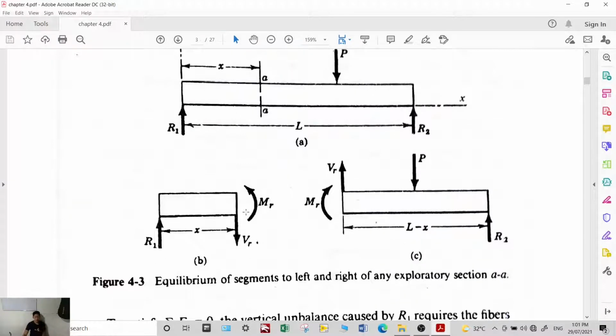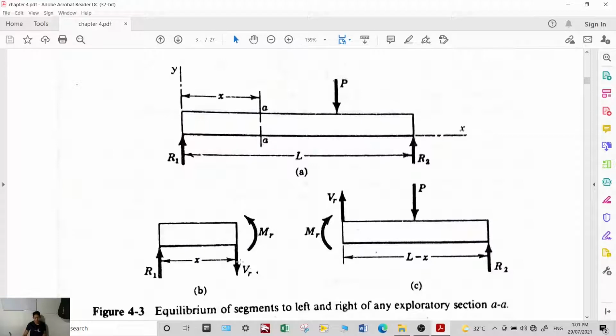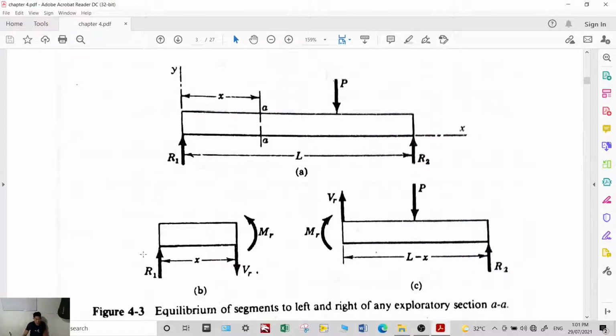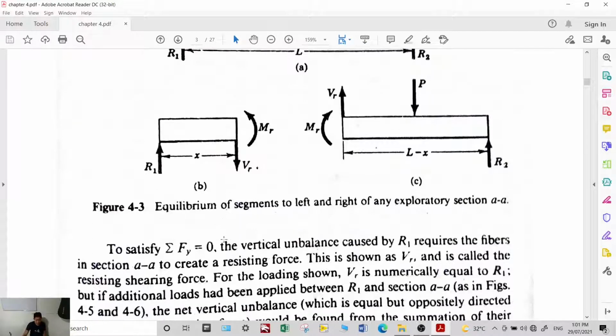We should be able to get an equation in terms of the shear force and moment. Okay? So if we consider the left segment, these are your reactions R1 and R2, right? So in the left segment, what remains is only R1. To maintain static equilibrium, there must be a counter force that the beam produces. This is the shear force V sub R, or resisting shearing force.